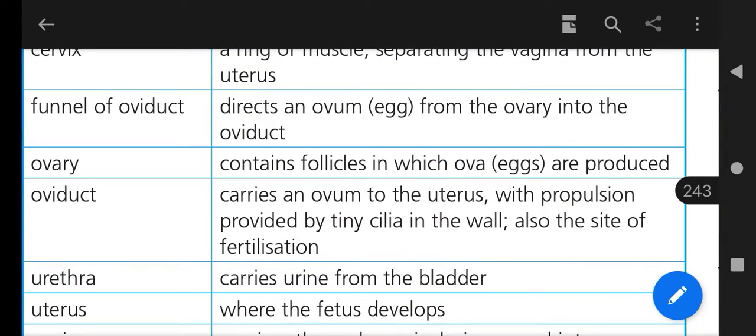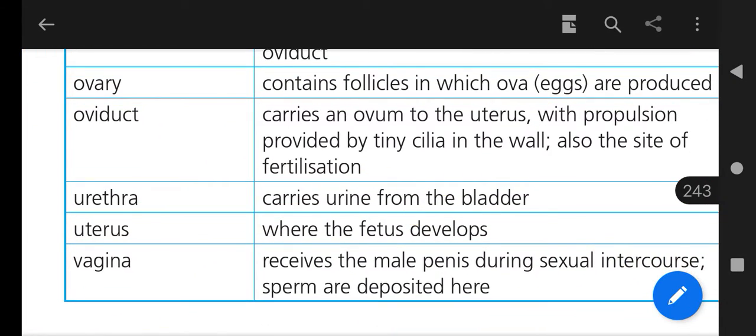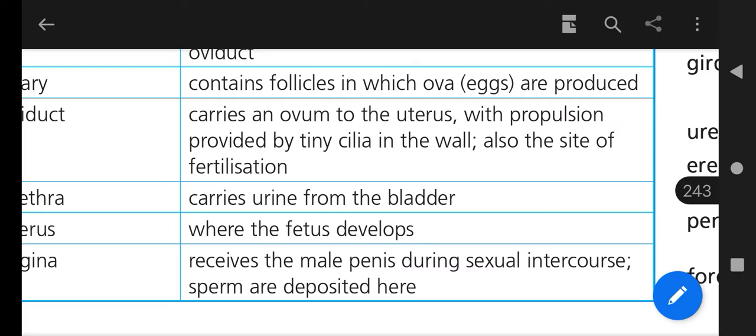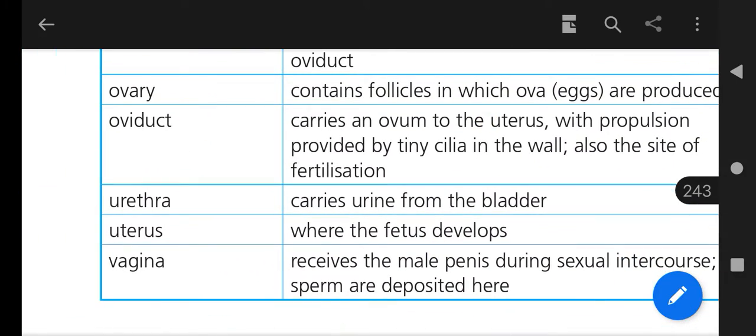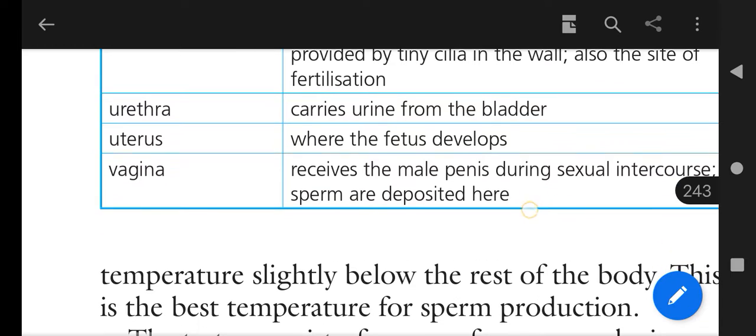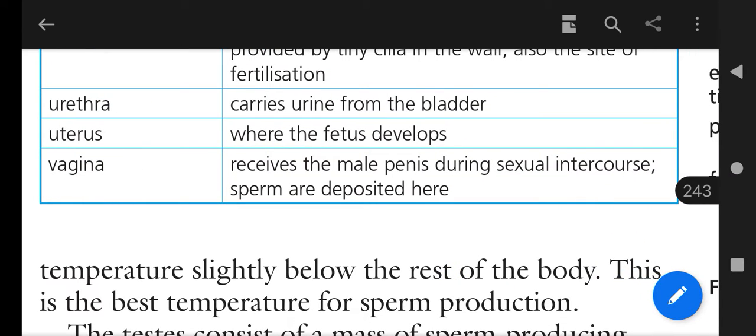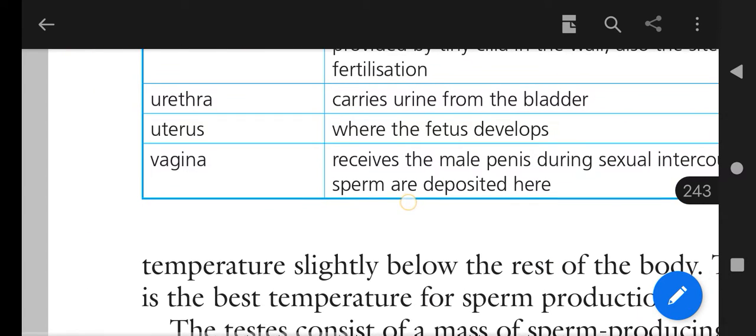The ovary contains follicles in which ova are produced. The oviduct carries an ovum to the uterus, with propulsion provided by tiny cilia in the wall, and is also the site of fertilization. The urethra carries urine from the bladder. The uterus is where the fetus develops. The vagina receives the male penis during sexual intercourse, and sperms are deposited.